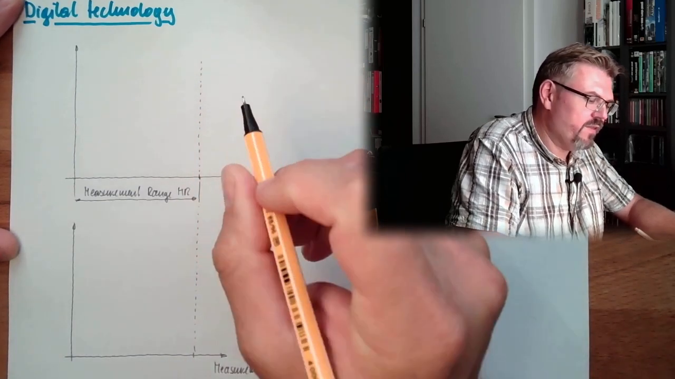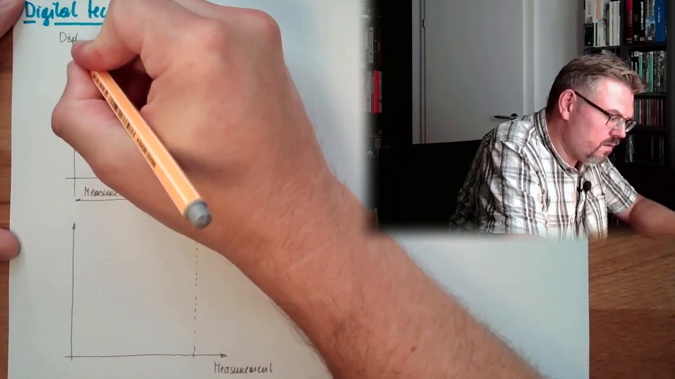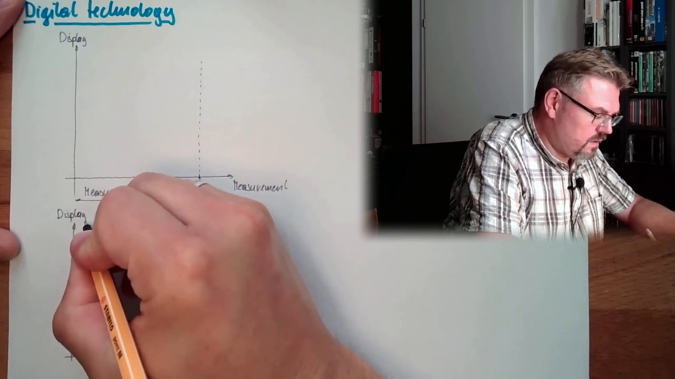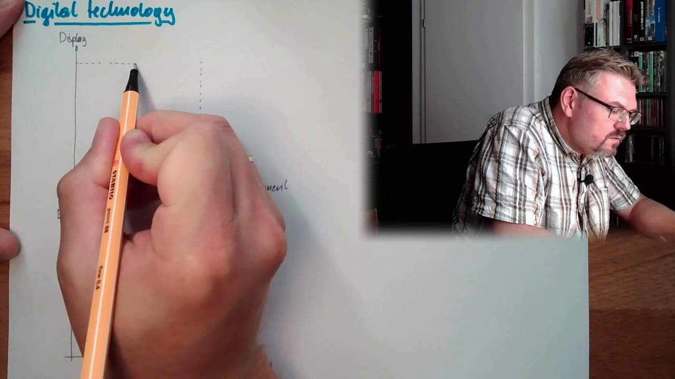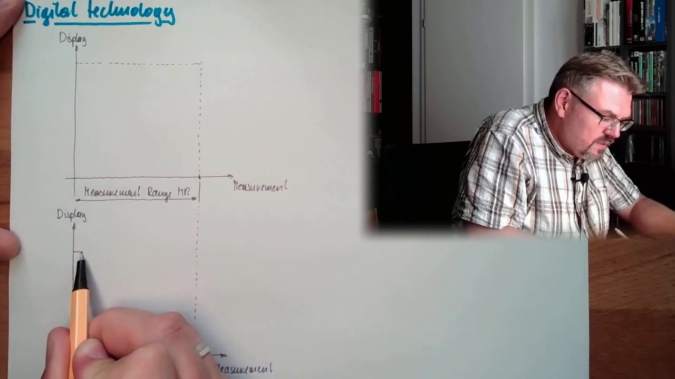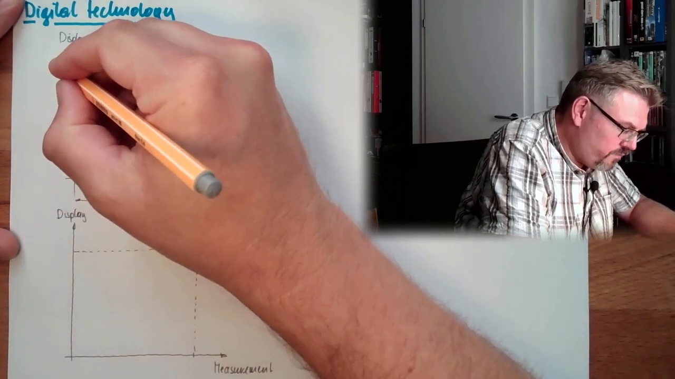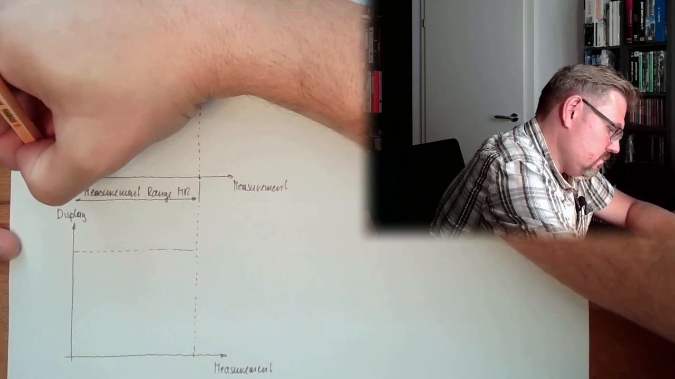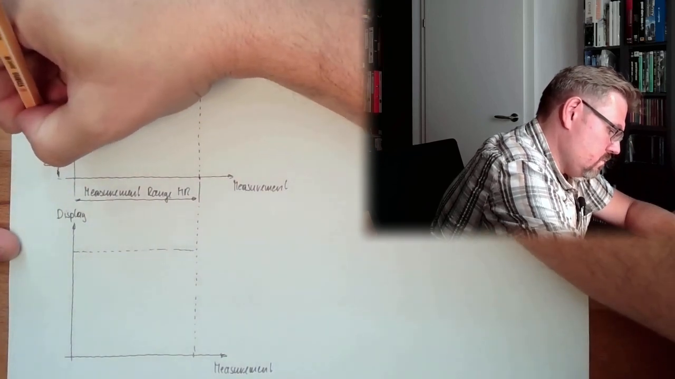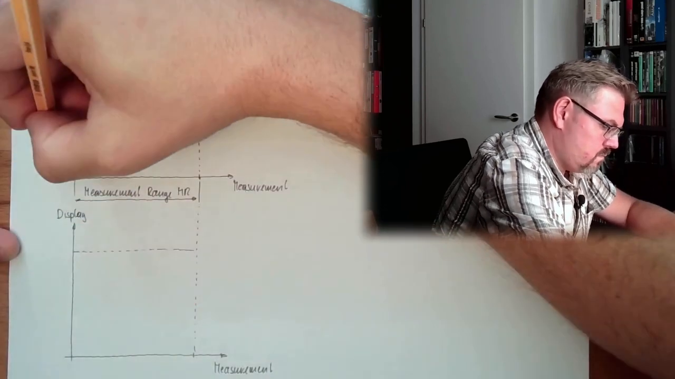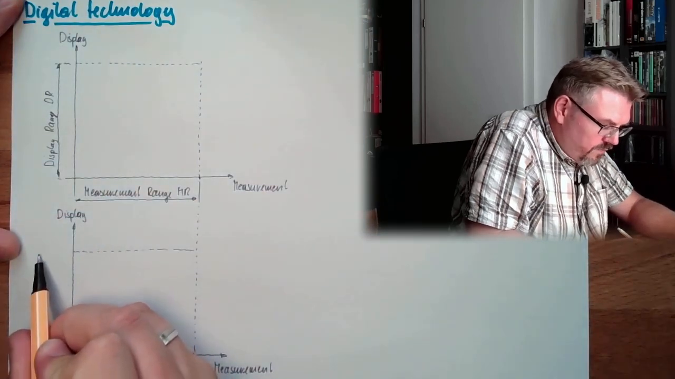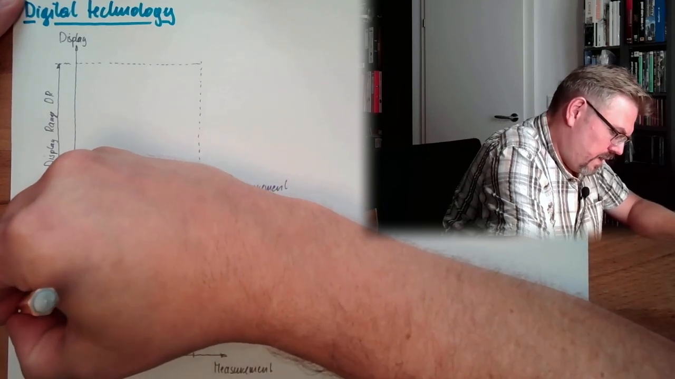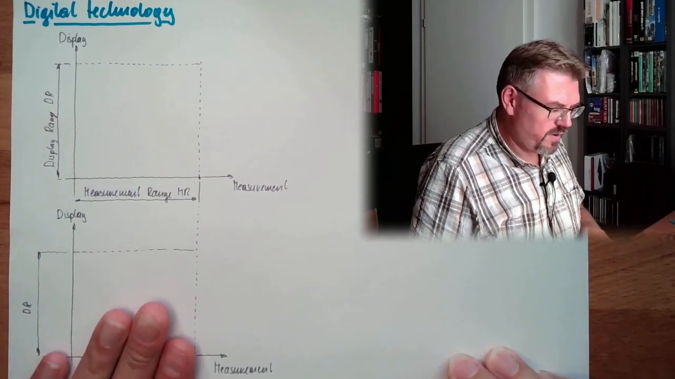That's the measurement range. And on the other hand, we have a display where we have the result, okay? Display, and we also have a display range. It's also in both cases the same. Here, this is the display range. Also here we have this display range. Should also be the same. So we are mapping the same measurement range to the same display range.